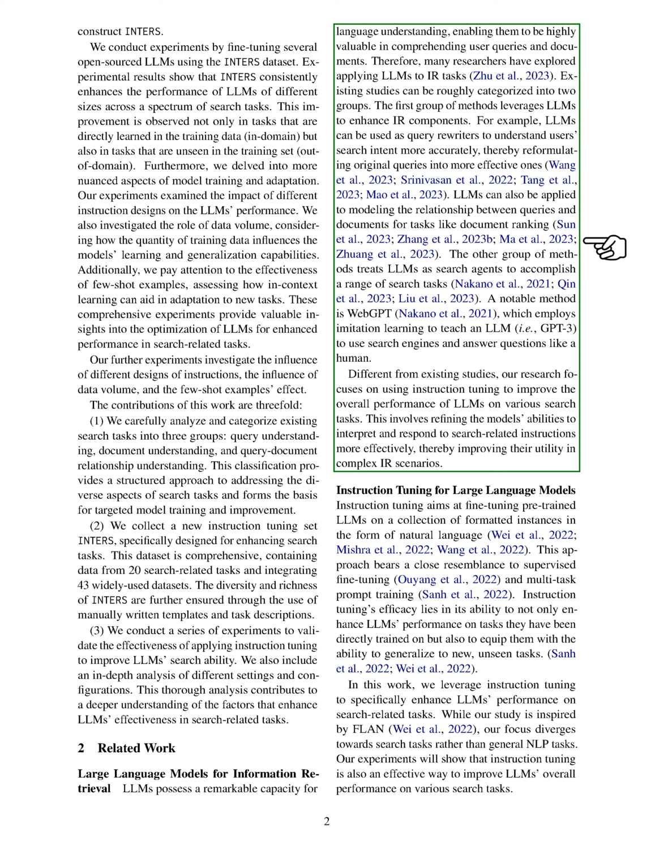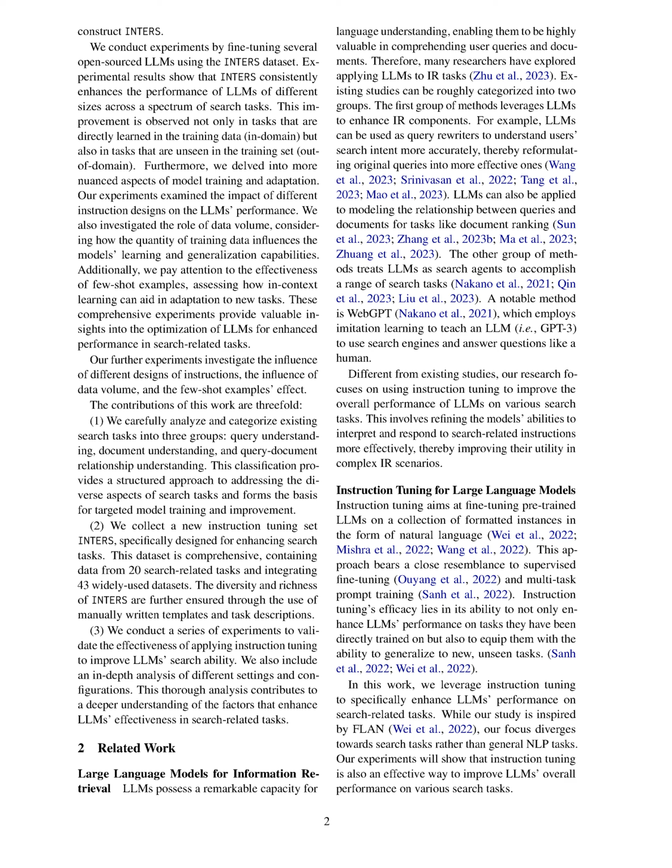LLMs can also be applied to model the relationship between queries and documents for tasks like document ranking. The other group of methods treats LLMs as search agents to accomplish a range of search tasks. A notable method is WebGPT, which uses imitation learning to teach an LLM, i.e., GPT-3, to use search engines and answer questions like a human. Different from existing studies, our research focuses on using instruction tuning to improve the overall performance of LLMs on various search tasks. This involves refining the model's abilities to interpret and respond to search-related instructions more effectively, thereby improving their utility in complex IR scenarios.